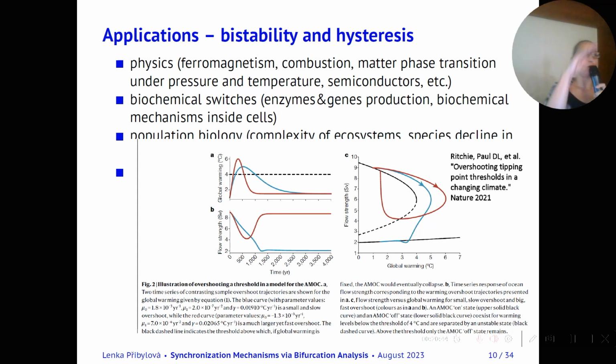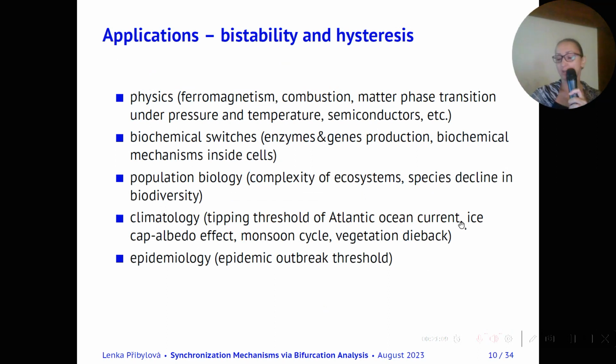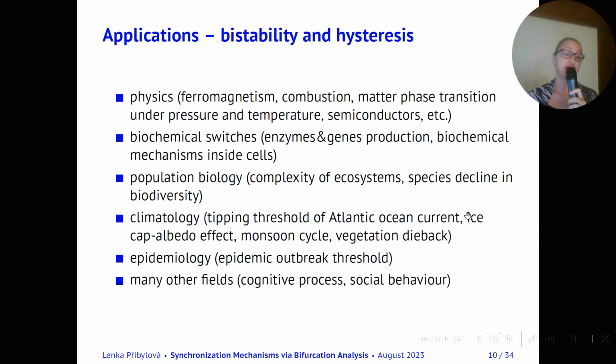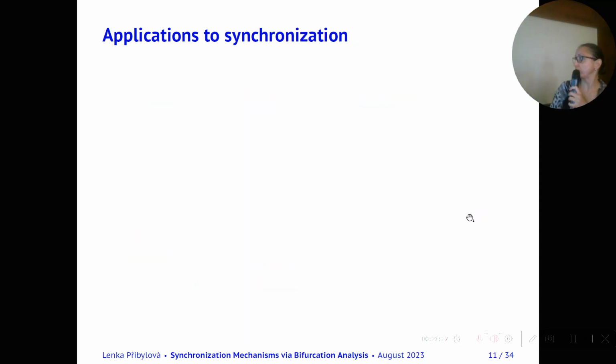And you can see that when you are on the upper branch, it folds around 4 degrees above. And then the other branch is lower. So probably now we are touching the tipping point, and the Atlantic Ocean is slowing down, and the new attractor will be a low change, low flow. Well, other applications, epidemiology, social sciences, and many others. Well, so let's go to the synchronizations. I hope I have enough time. So I will show you just what we do with cycles.